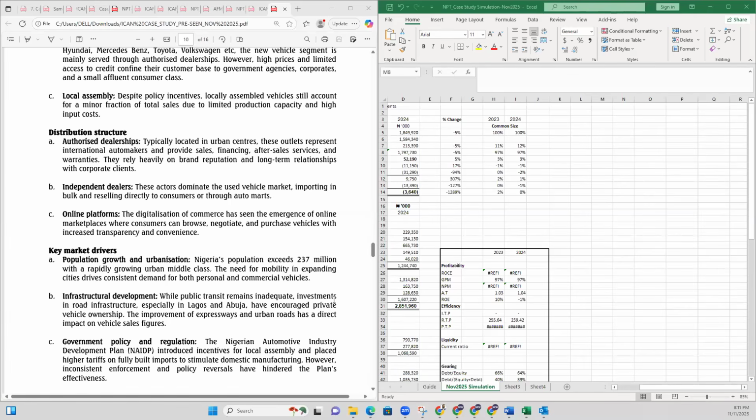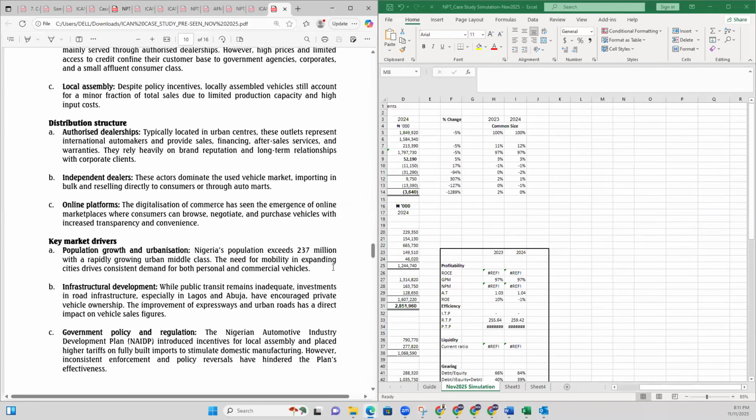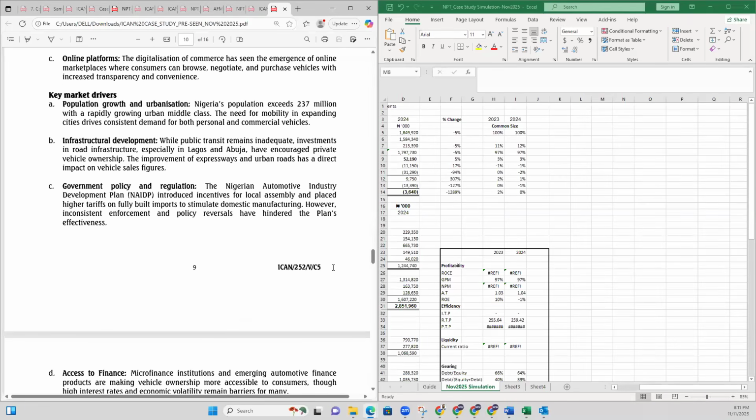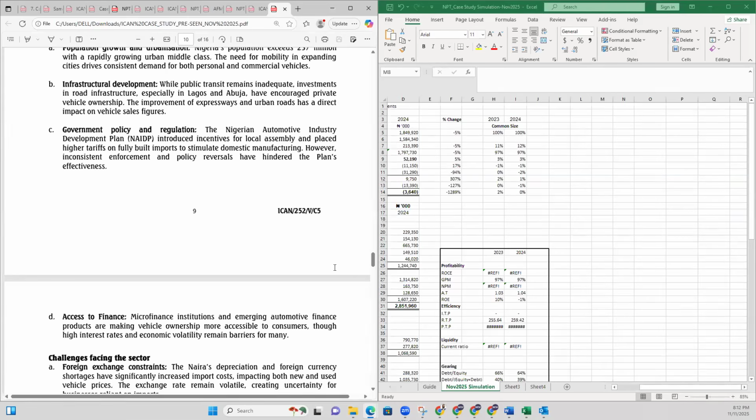C. Government policy and regulation. The Nigerian Automotive Industry Development Plan introduced incentives for local assembly and placed higher tariffs on fully built imports to stimulate domestic manufacturing. However, inconsistent enforcement and policy reversals have hindered the plan's effectiveness.